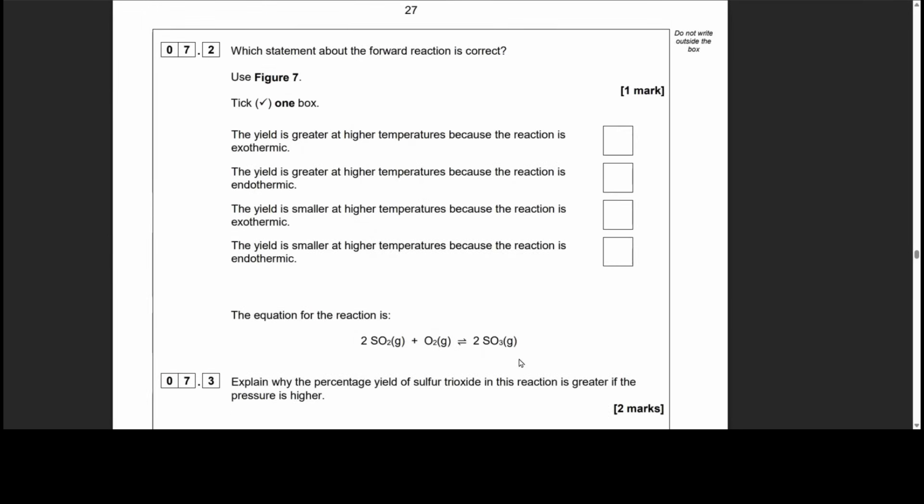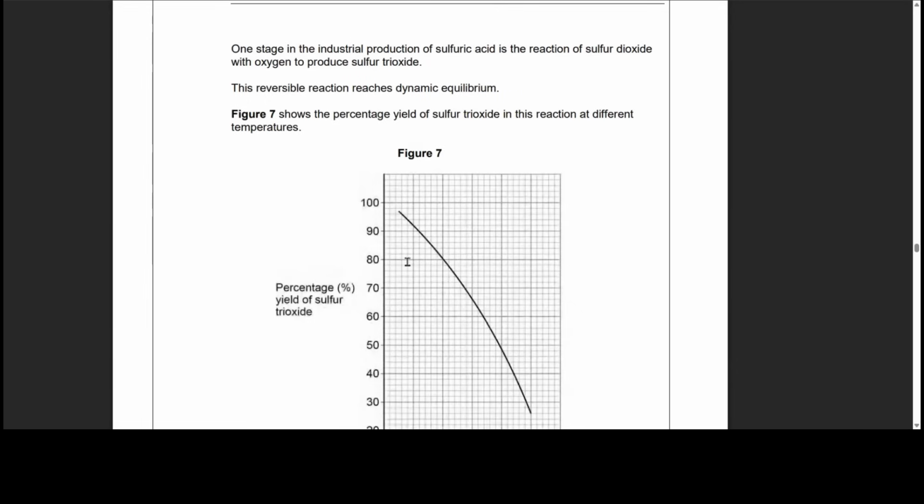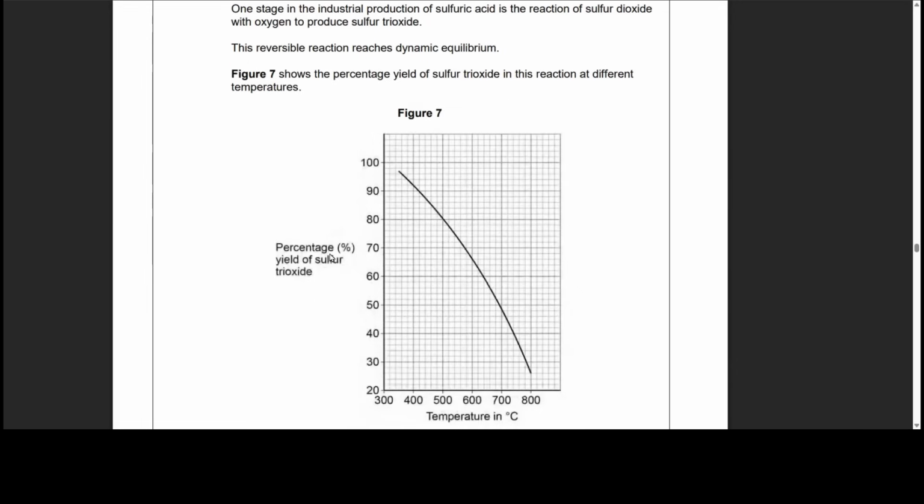Which statement about the forward reaction is correct? The yield is greater at higher temperatures because the reaction is exothermic. The yield is greater at higher temperatures because the reaction is endothermic. The yield is smaller at higher temperatures because the reaction is exothermic. The yield is smaller at higher temperatures because the reaction is endothermic. So we'll have a little look. Does it tell us anything about the reaction? No, just different temperatures. So we get the highest percentage yield of sulfur trioxide at lower temperatures. The higher the temperature, the lower the yield. And what does that tell me?